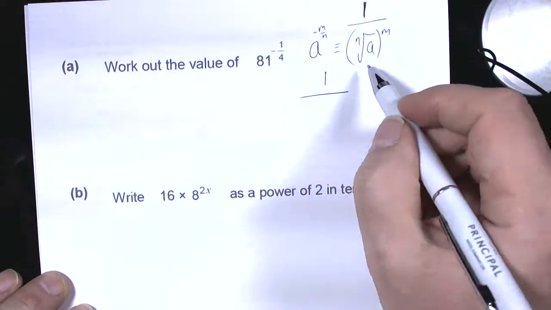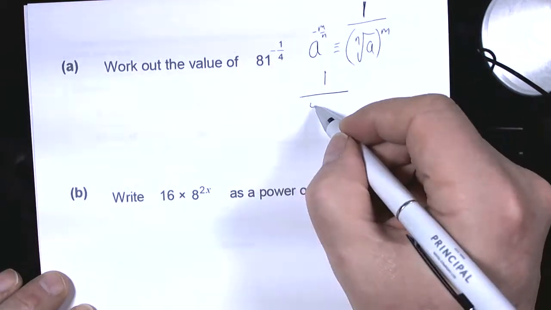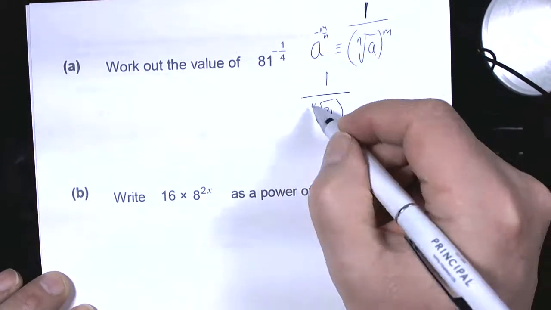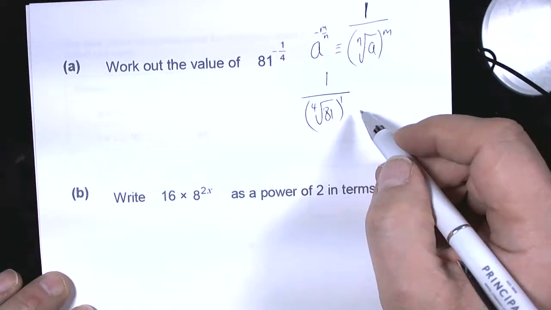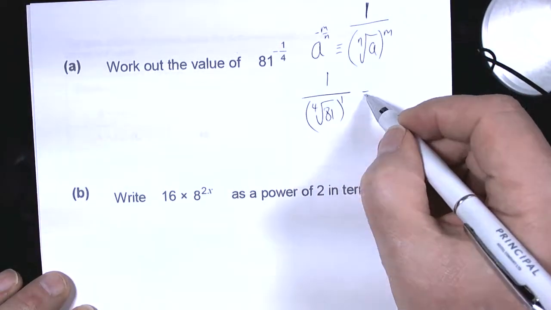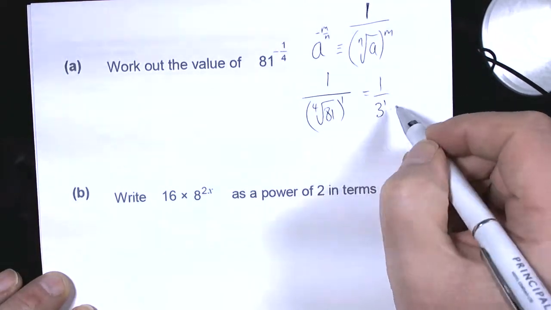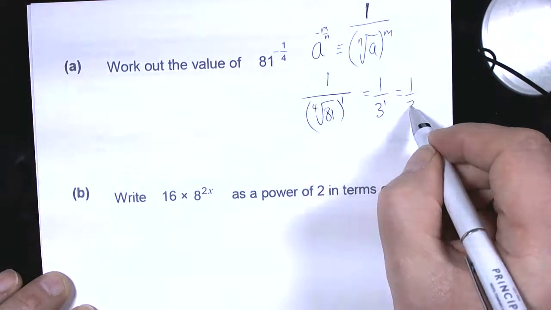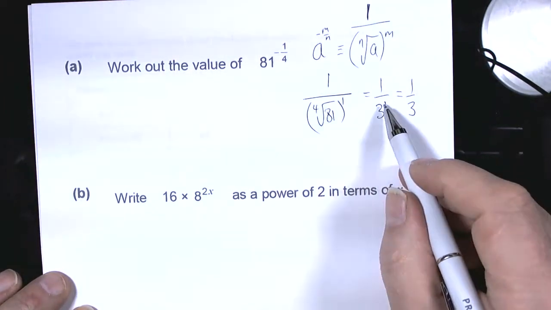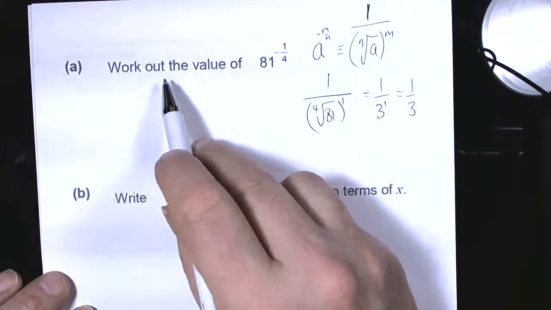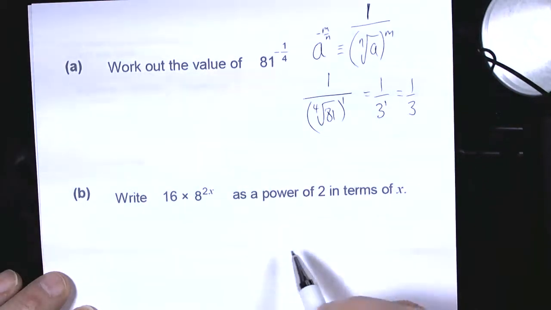So we've got 1 over, and the nth root will be the 4th root, so we want the 4th root of 81, and we're doing it to the power of 1. The 4th root of 81 is 3, so this becomes 1 over 3 to the power of 1, which finishes off as 1 over 3. Because anything to the power of 1 is the number itself. So that's how that one could be done.